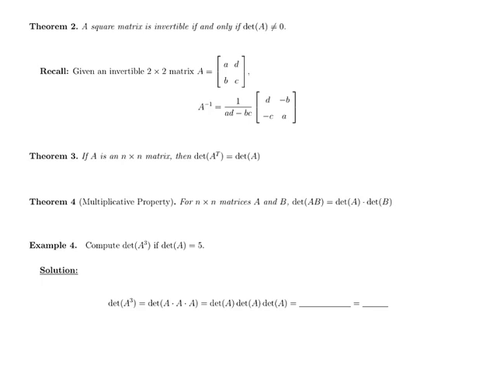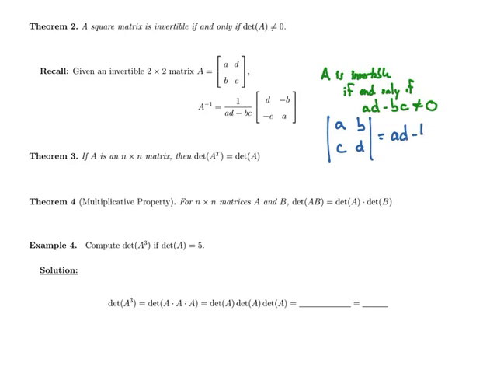A inverse is going to be 1 over AD minus BC times the matrix D, negative B, negative C, A. And note that A is invertible if and only if AD minus BC is not 0. And then we know that the determinant of this matrix, ABCD, is AD minus BC.